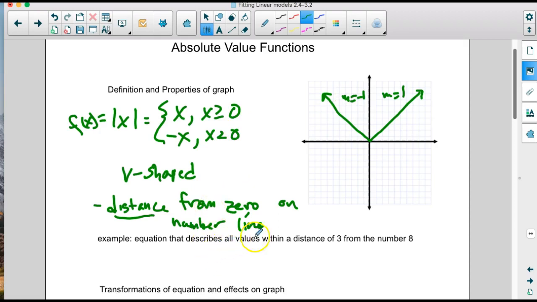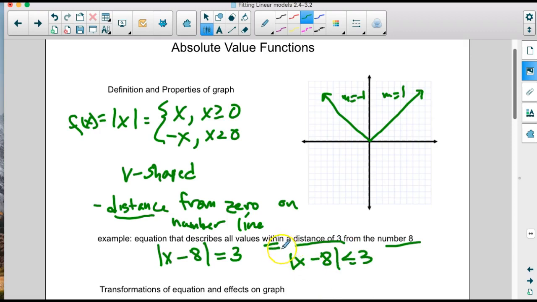Okay, now if we want specific values, like we want a distance of 3 from the number 8 instead of from the number 0, then we would change the absolute value problem to be from the number 8. So we're moving away from the number 8 and the distance is 3. So this would be the equation that would describe all of the values that are 3 away from 8. Now if it says within, that means it's going to be less than or equal to 3, because it's within that value.